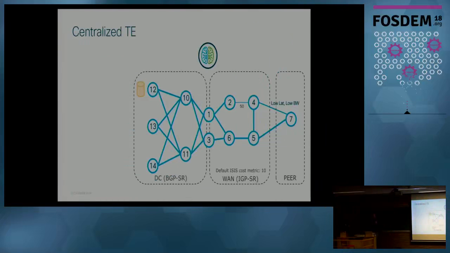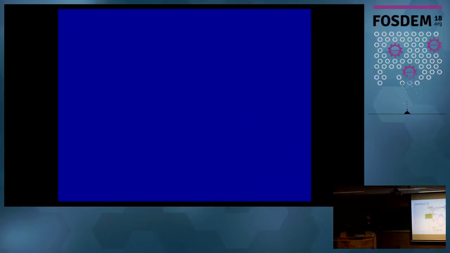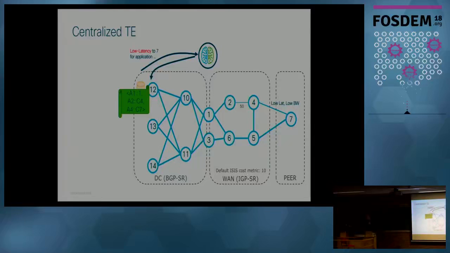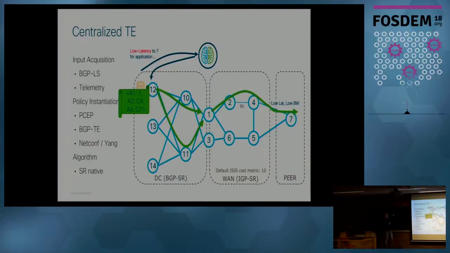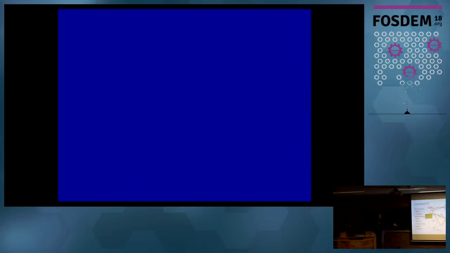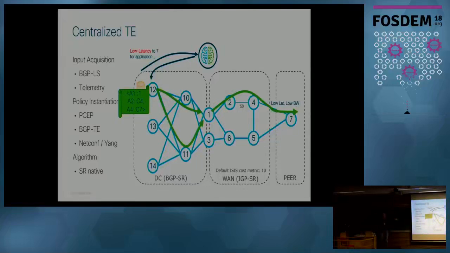And then the other use case that all the service providers have deployed is, in essence, centralized TE. You have an SDN controller that has visibility of the whole network. If I have an application on 12, and it says, okay, I want to go to 7, give me a low latency path, the SDN controller is going to compute a path and return the list of segments. Then 12 is just going to add that list of segments, and as simple as that, it can cross several different domains. All the inputs are standard: BGP-LS, telemetry, all the policies are PCEP, BGP, NETCONF, and all the algorithms are segment routing native algorithms that we developed. But all of this is completely standardized.